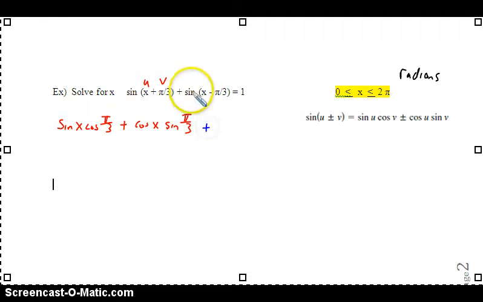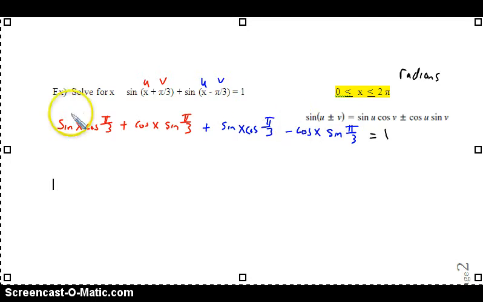Now the second time that I use it, I'm going to be using the difference formula where, again, my x is going to be the u and my pi over 3 is going to be the v, and I'm using the minus formula, so I'll use the minus here. So it would be sine of x cosine of pi over 3 minus cosine of x sine of pi over 3. Again, I'm using the formula twice. I tried to use two different colors to show you the two different spots where I used the formula. And this whole thing should simplify, or should be equal to 1. So I'm going to try to simplify all of this and then solve. So the difference is I'm solving, not verifying.